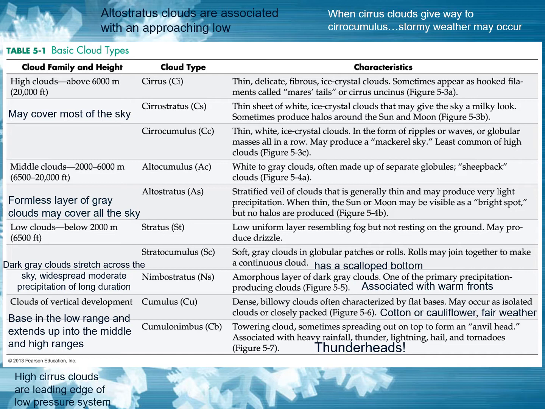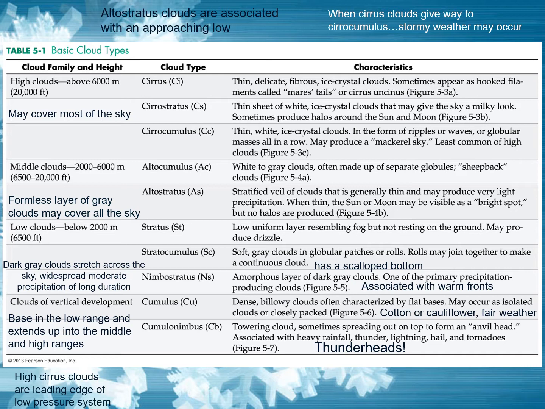Cumulonimbus, of course we know these, the thunderheads, right? Towering clouds spreading out on top to form an anvil head, associated with heavy rainfall, thunder, lightning, possibly hail, possibly tornadoes.